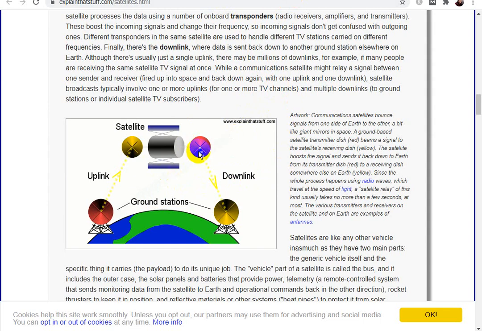Look, this is a satellite. This is the transporter. This is the Earth ground station. Here the signal is transmitted.